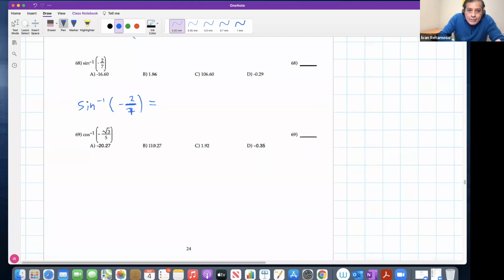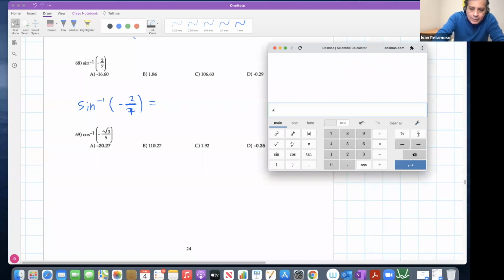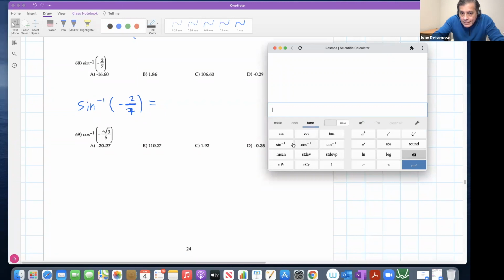You cannot take this out easily because it's sine inverse. With sine, you take it out. But with this, I would suggest put the whole thing in the calculator, sine inverse, because they are asking you to use a calculator, right? So minus sine inverse, but recall it's sine inverse, not sine. So we have to click here on functions first, sine inverse of negative 2/7, right? 2/7. And let the calculator do the work.